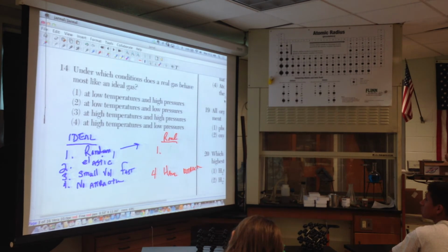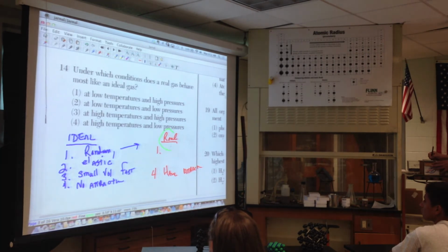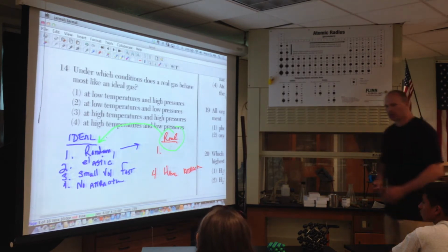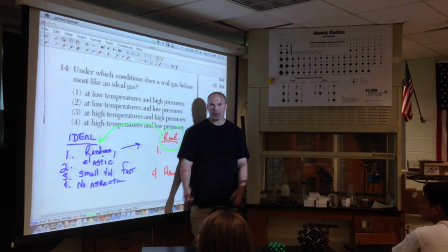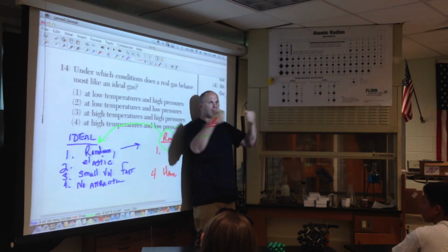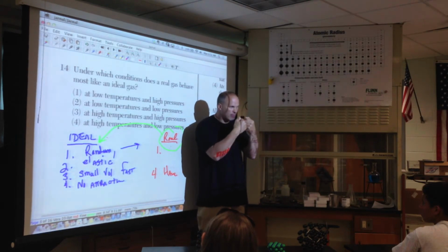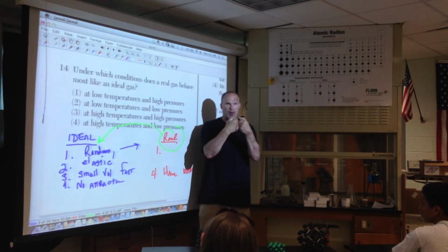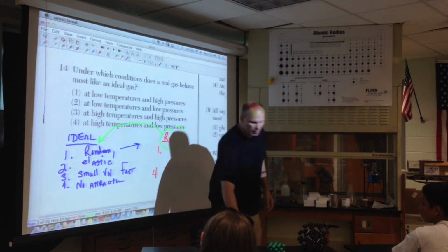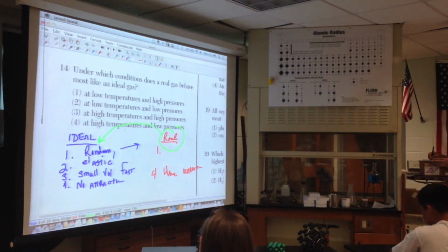Under which conditions does a real gas behave like an ideal gas? So I'm going to take a real gas that really has attractions and make it an ideal gas that ideally does not have attractions. I call this the hand question. I want to create a scenario where they don't have attractions anymore. What am I going to do with pressure? If I increase the pressure, I push them together. So I want to decrease the pressure, which means they'll have less attractions.